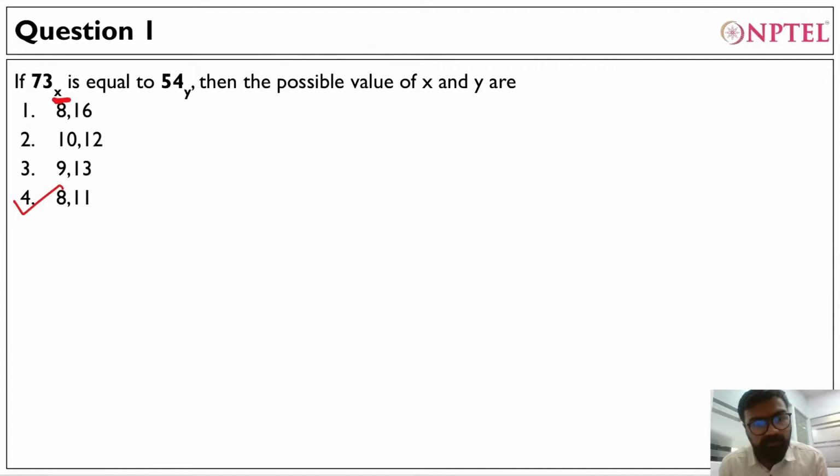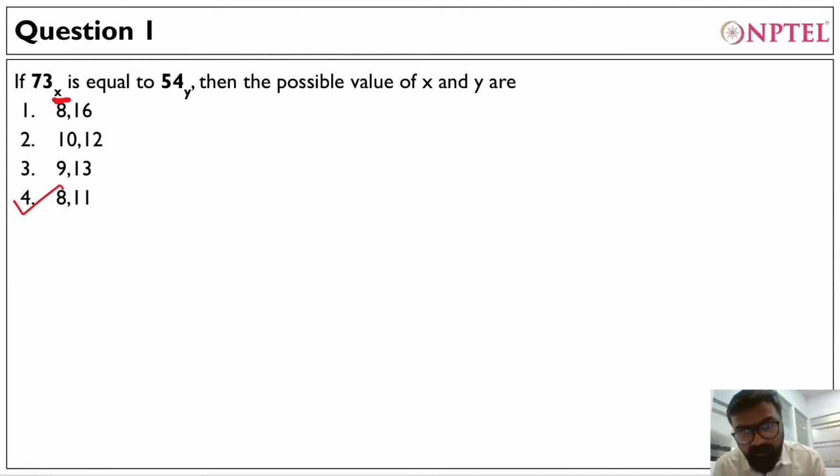So the question was, if 73 with base x is equal to 54 with base y, then what are the possible values of x and y? That was the question, right? So what I have said, the very first thing, is there any constraint on x and y that we have to find out? How we will find the constraint on x and y is, just check.